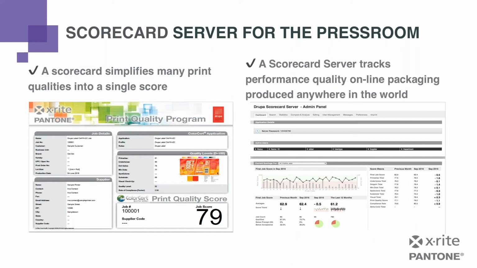We also take another step where we take that score and we upload it to what we call a scorecard server. So people can actually see the jobs, where they're stored. They can see the scores from any number of printers and jobs that were run, and they can get it right in front of them very quickly. And it's in real time. So if you're a brand owner that's producing something halfway around the world, you can very quickly see this score and see how the results are.